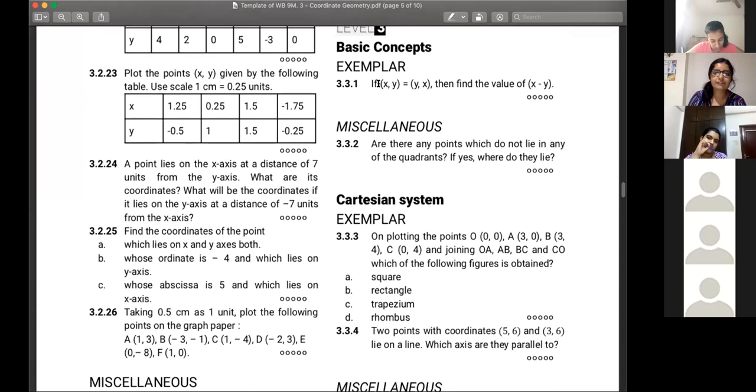Okay, if (x, y) is equal to (y, x), then find the value of x minus y. The logic will be exactly the same as whatever you've done in the previous type of problem. So use that logic and find out what x minus y is.